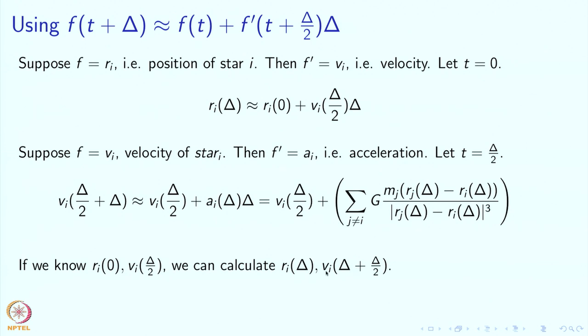Will we be able to calculate v sub I of delta plus delta by 2? Well, we are going to update it from v sub I of delta by 2. Do we know this? Yes, we said if we know v sub I of delta by 2. Do we know these other things? Well, r sub I of delta we have calculated in this step over here. So we know these terms as well, and therefore we can calculate this. So what does this mean? What have we exactly accomplished?